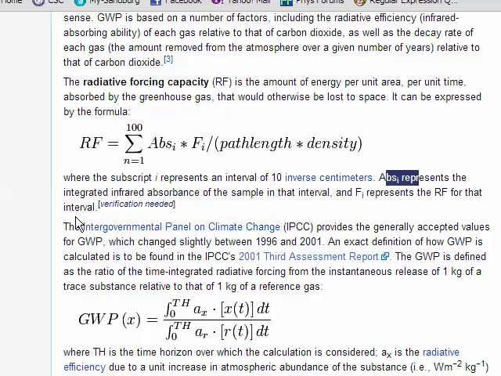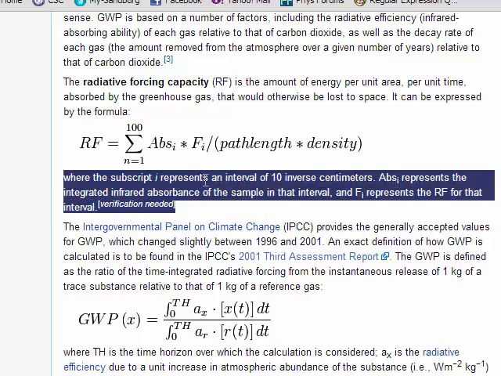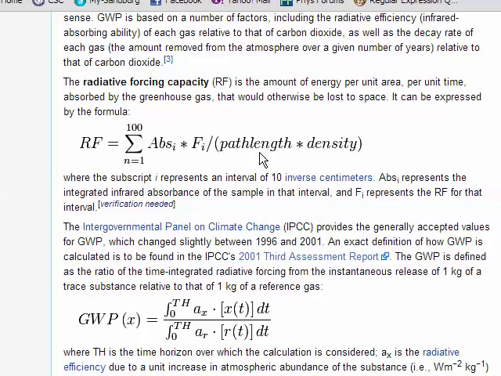ABS sub I represents the integrated infrared absorbance. So ABS stands for absorbance. And F sub I represents the RF for that interval. So that would be the radiative forcing for that interval. So for instance, with that equation, with the description of these variables here, I'm not entirely sure that I would be able to figure out what that equation meant. And they also say verification needed, like a source for that equation.